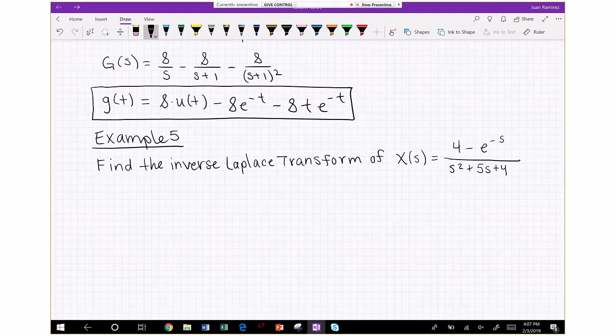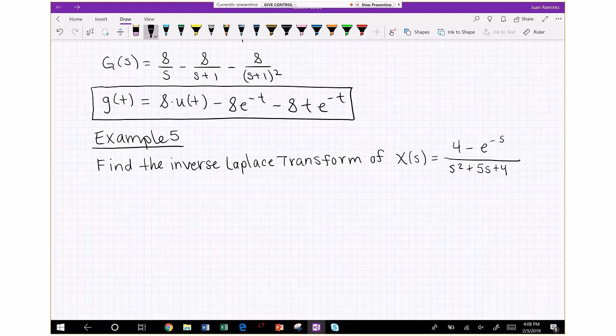Okay, again, the numerator is not a polynomial, but the numerator is also not just an e to the negative at like we had for our previous example, example 3. It's a 4 minus e to the negative s. What we want to do for this one is actually split those up. So the numerators get split up because the denominator is the same.